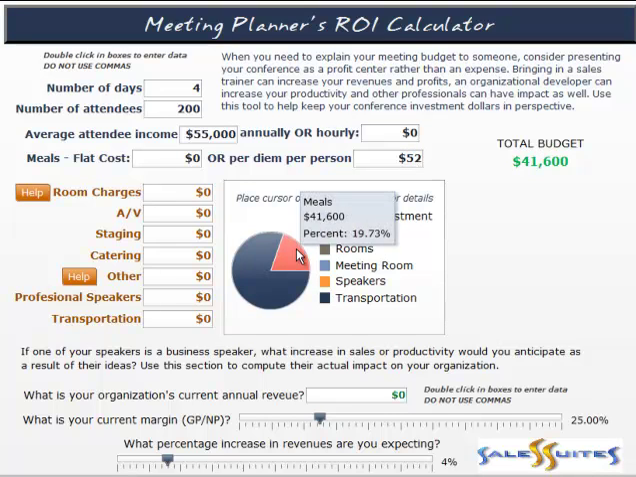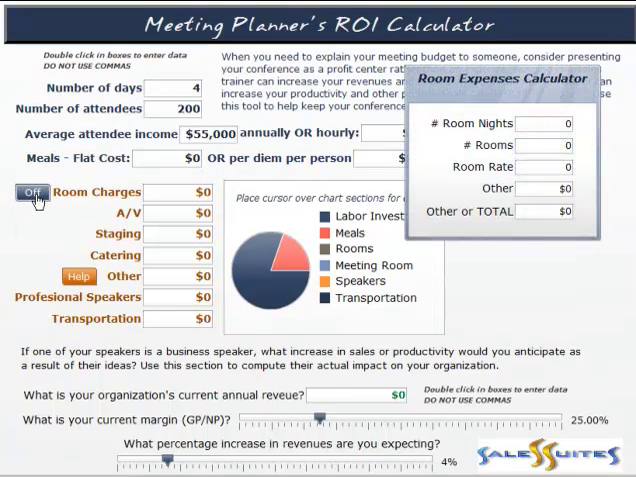Now you'll notice the pie chart has reacted. They'll be paying $41,600 for meals. Then we ask about room charges. These are room nights or hotel rooms, sleeping rooms. How many room nights will you have?